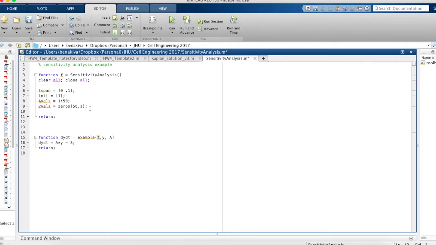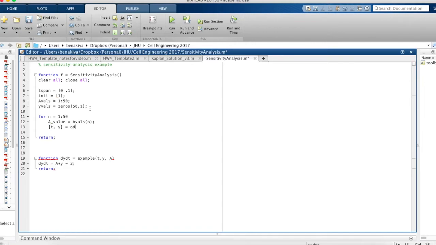Okay, and then the next thing I'm going to do is make a for loop, and for each value of a, I'm going to run the ODE solver and determine the final value of y. So I'm going to say for n equals 1 to 50, and then the specific a value is going to be a vals n, and then I'm going to run the ODE solver.